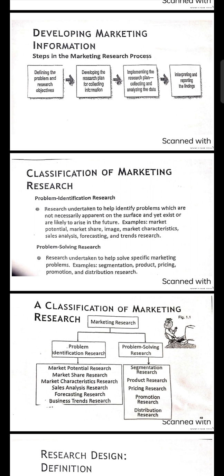Then another one is problem solving research. So you're doing the research for problem solving. Research undertaken to help solve specific marketing problems. Examples: segmentation, product, pricing, promotion and distribution research. So mainly marketing research is done for these two purposes.